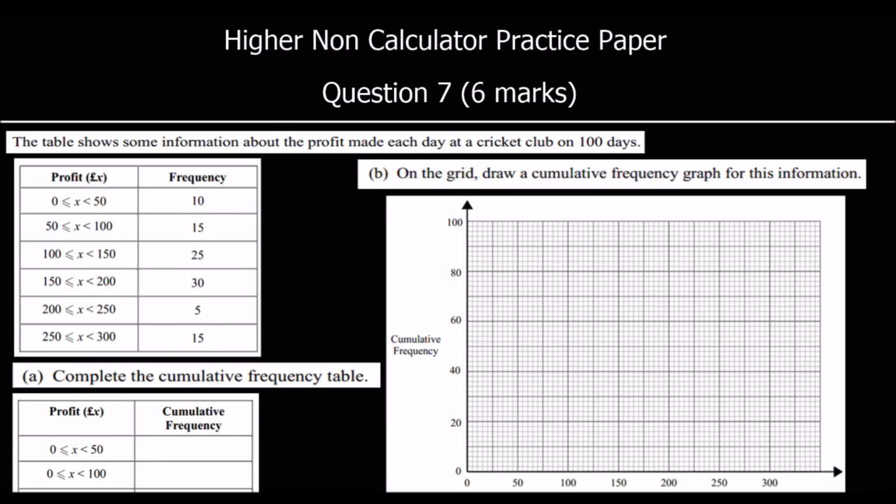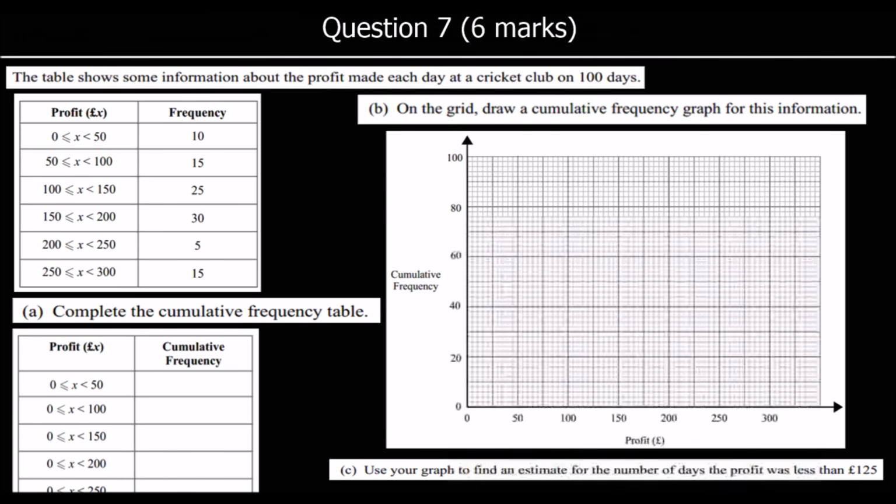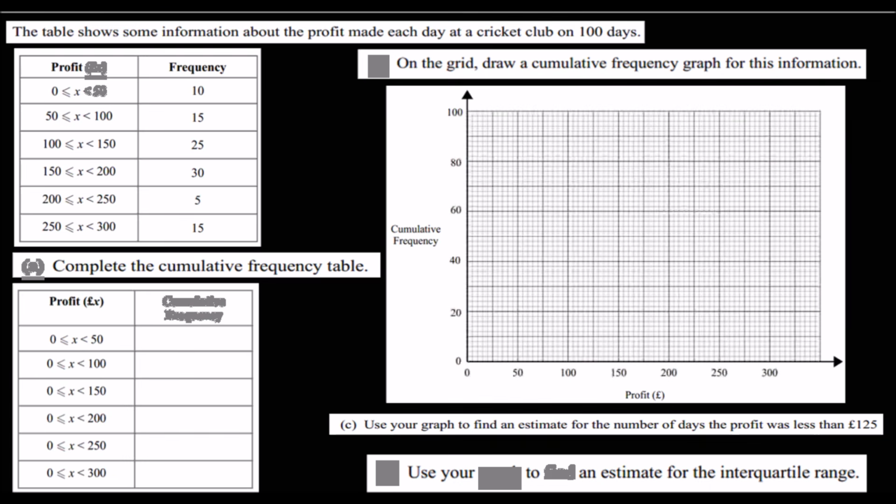Question 7. So we've got a cumulative frequency question. The table shows some information about the profit made each day at a cricket club on 100 days. So here is our table of information. Part A says complete the cumulative frequency table. When we have cumulative frequency, we add up as we go. So the 0 to 50 box is the same as the 0 to 50 box in our first table.